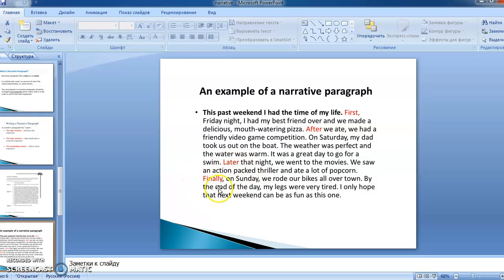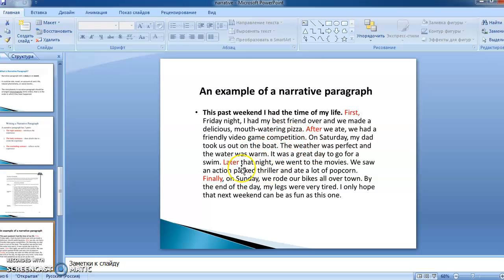And finally, there is a concluding sentence, which tells what happens at the end and the concluding idea. As you can see here, first, on Friday night, I had my best friend over and we made a delicious, mouth-watering pizza. This is the first event of the story. And then what happened? After we ate, we had a friendly video game competition. This is the next step of the events.